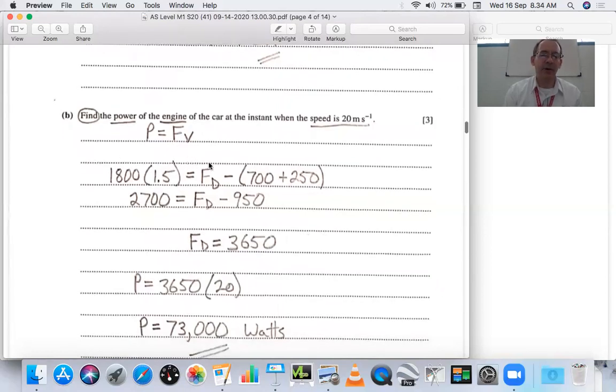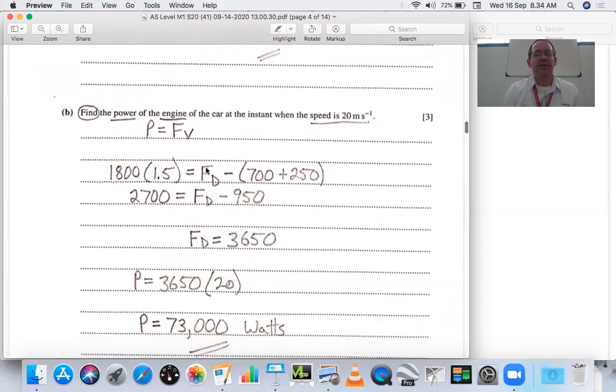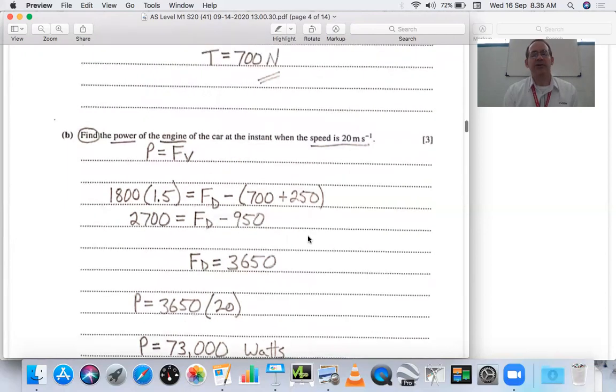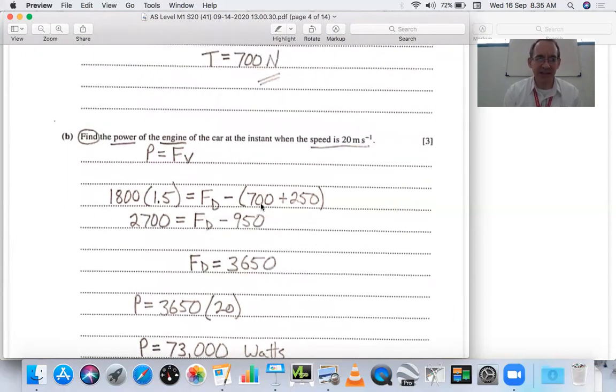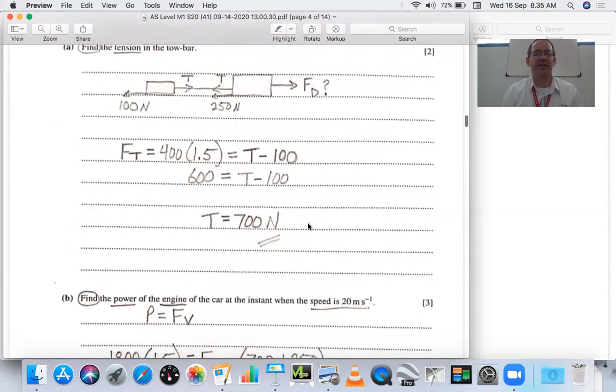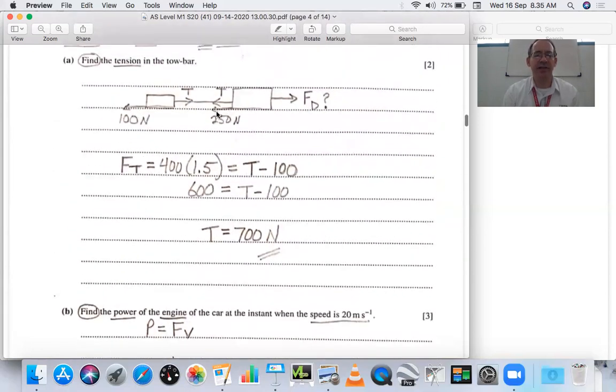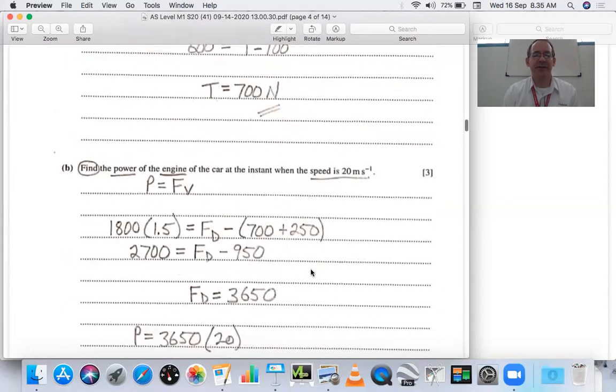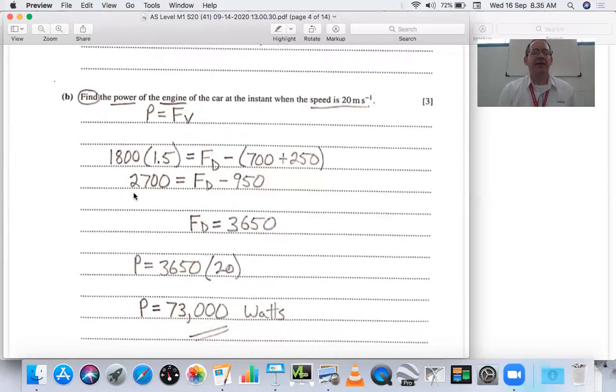And now on the right-hand side, we do our resultant forces. So we have the driving force minus the forces of resistance, which would be the 700 of the tension and the 250 of the resistance. Both of those forces are resisting the driving force. So that gives us 2,700 equals the driving force minus 950 newtons of total resistance.